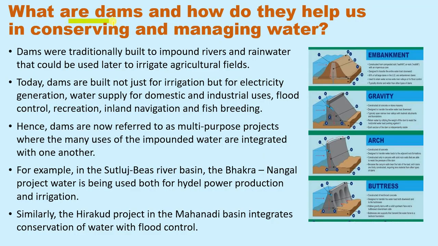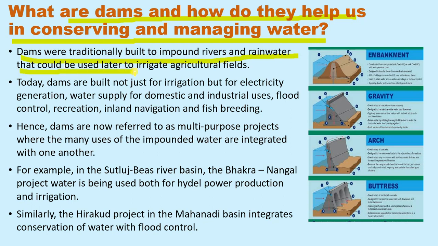Now, what are dams and how do they help us in conserving and managing water? We need to understand how they are helpful to us. Dams were traditionally built to impound rivers and rainwater that could be used later to irrigate agricultural fields. So the main purpose was controlling or managing the rainwater for agriculture.